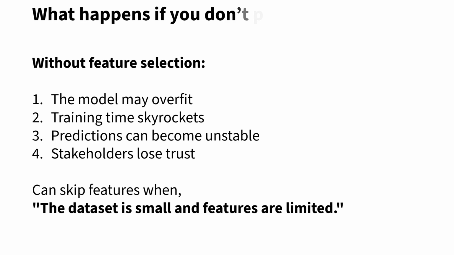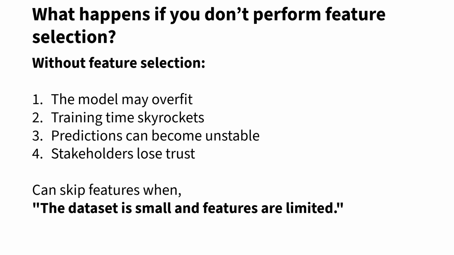What happens if you don't perform feature selection before choosing a model, training, and testing the model? Feeding everything into the model is like giving someone 1,000 answers when they only asked one question. Without feature selection, the model may overfit by memorizing noise. Training time skyrockets, especially for high dimensional data like text or genomics. Predictions can become unstable. Small changes in data can flip results. Stakeholders lose trust when they see irrelevant features influencing decisions.